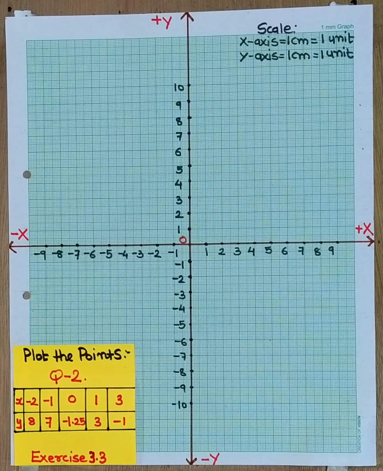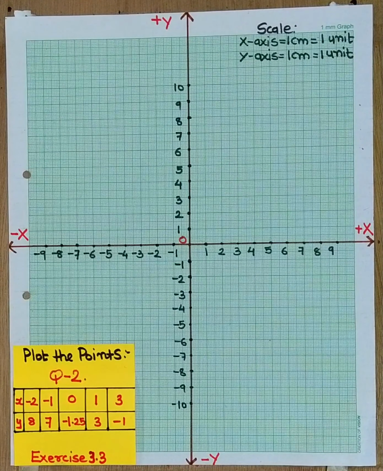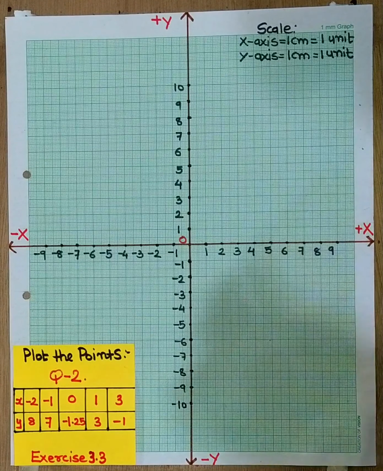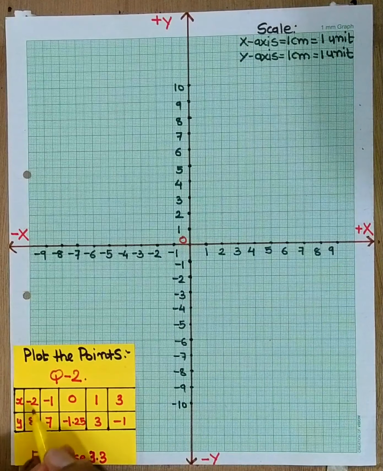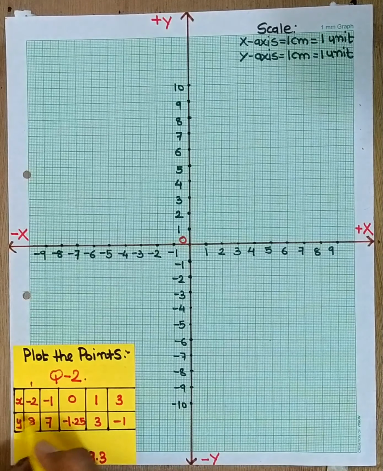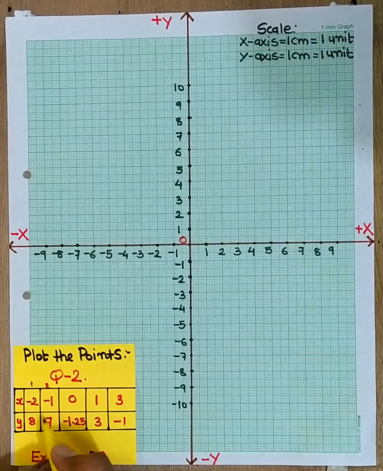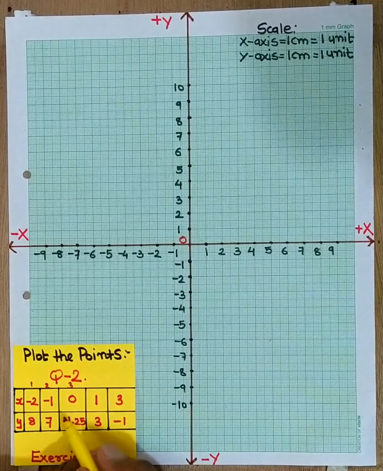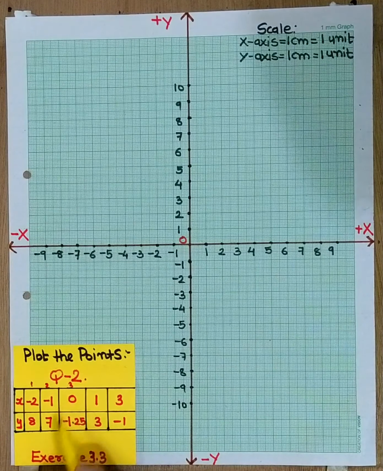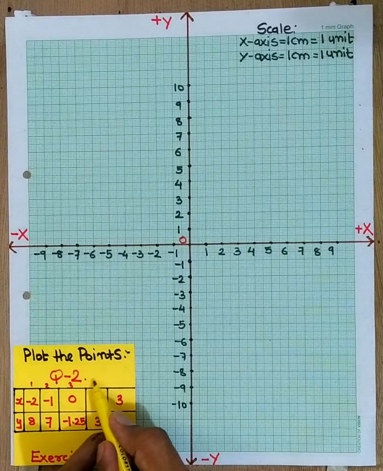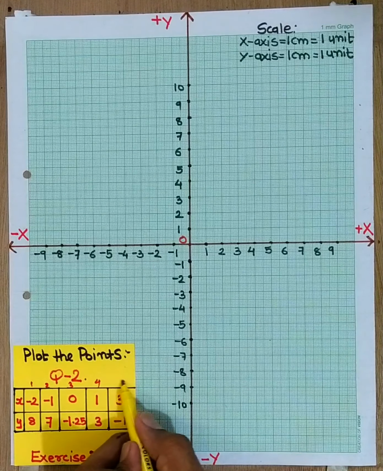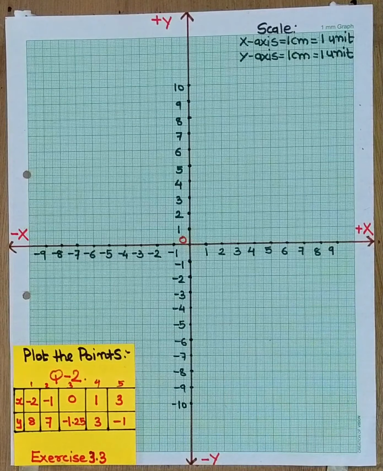Now question number 2 from exercise 3.3 is: plot the points (x, y) given in the following table on the plane, choosing suitable units of distance on the axis. So here we have x, y. The first is -2, 8, then we have -1, 7, then the third is a little bit confusing, 0, -1.25, the fourth point is 1, 3, and the fifth point is 3, -1. So let us start one by one.